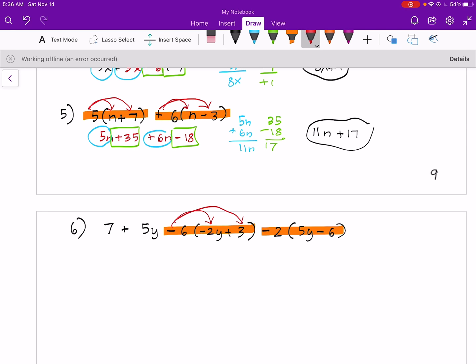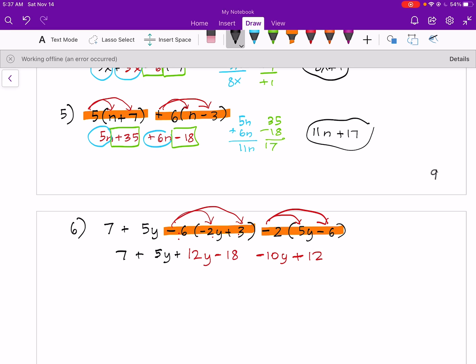So I'm going to do a negative 6 times a negative 2y, which would be 12y. I do a negative 6 times a positive 3, which would be a negative 18. Now I'm going to do a negative 2 times 5y, which would be a negative 10y. I do a negative 2 times a negative 6, which would be a positive 12. So be careful there. Now, just bring that other two terms down because we didn't do anything with them. And then this was positive, so I'm just going to add a plus in front of it.